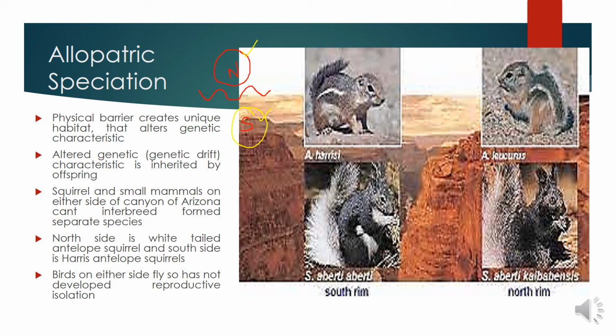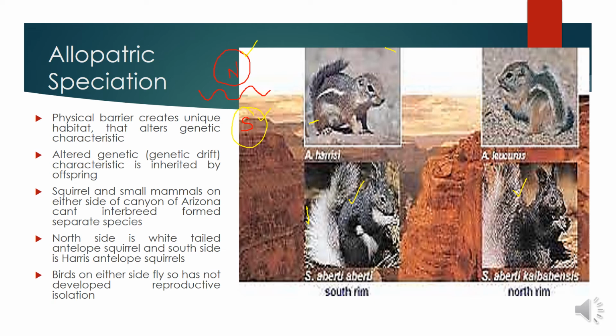Here we see this is the south rim squirrel, which was originally like this. Now it has totally developed into this. I know this picture is not that good, but due to zooming, it has lost its quality. So we see that the south rim squirrel is looking different from the north rim squirrel. And this is because of the creation of the canyon.